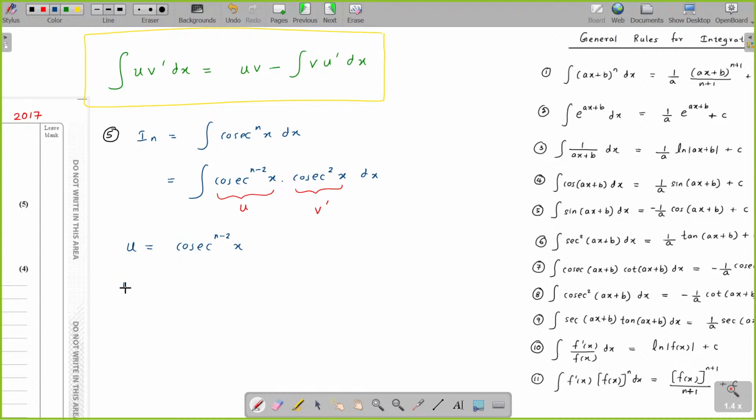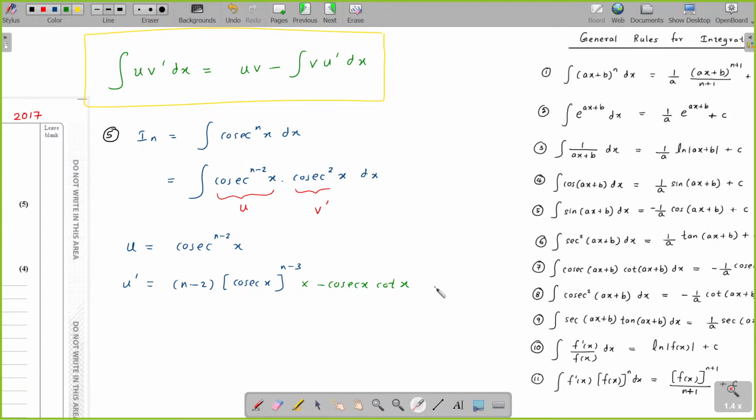So how does the differentiation work for u dash? Whenever you are differentiating, first priority goes to the power. So the power comes forward first: n minus 2, and then cosec x to the power n minus 2 minus 1, which is n minus 3. After you're done with the power, go inside and differentiate cosec x. You need to remember the cosec differentiation rules also. What's the differentiation of cosec? Minus cosec x cot x, into the differentiation of x, which is 1.